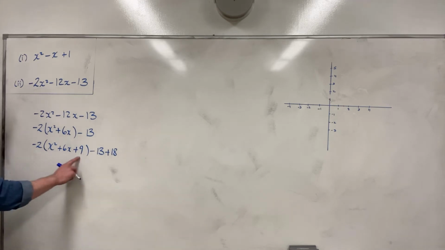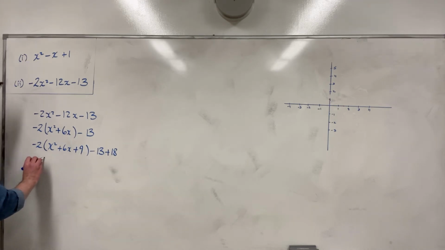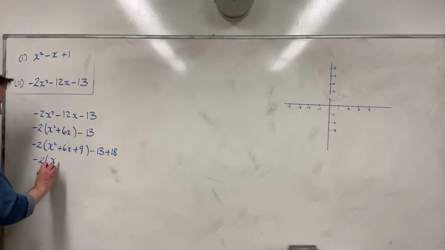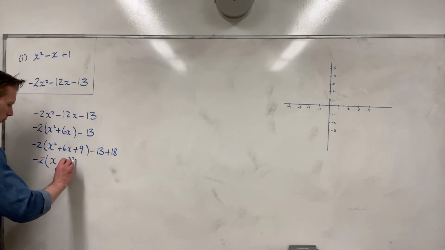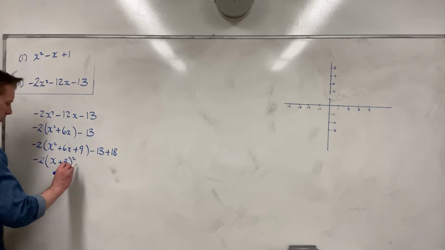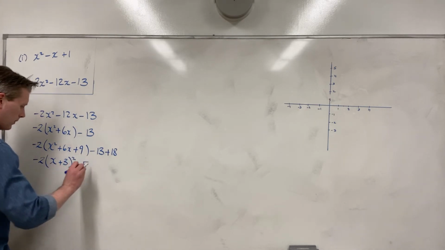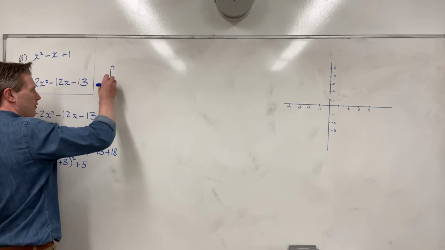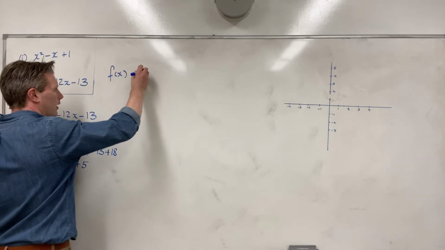All right, if I've done everything correctly, it will be a perfect square trinomial. So I have minus 2 times x squared plus 6x plus 9, which is actually just x plus 3 squared. This is minus 13 plus 18, that is plus 5. And that's it. I've rewritten my function in perfect square form. And this now again allows me to see what transformations this function has undergone as compared to the basic function of f of x equals x squared.